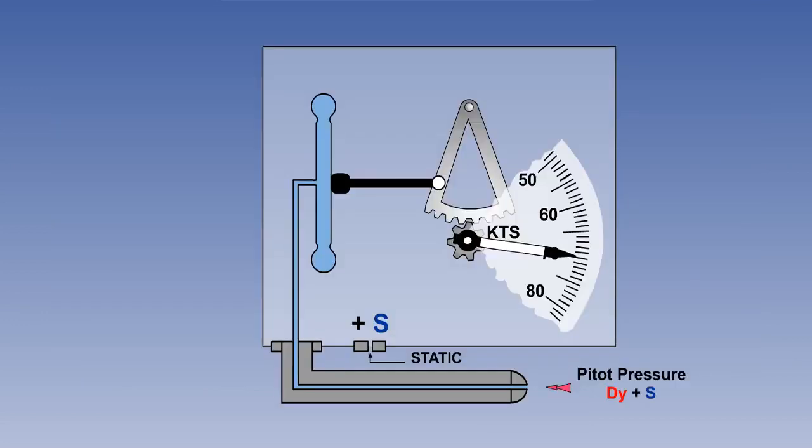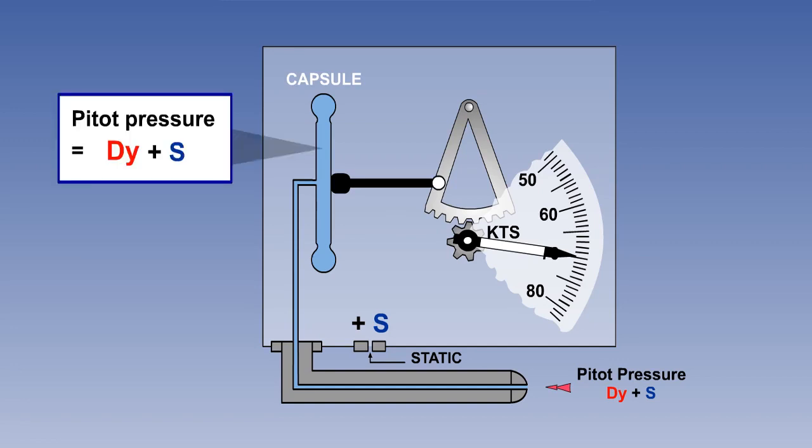The airspeed indicator, or ASI, can be thought of as an airtight box, or instrument case, into which the static air pressure is fed. Diagrammatically, the instrument is shown here, and on our diagram we will call the static pressure S. Inside the instrument case is a thin-walled metal capsule, which is capable of expansion and contraction. Pitot pressure is fed into this capsule, and we can see this capsule represented here in blue. We will call the pitot pressure dy plus S.